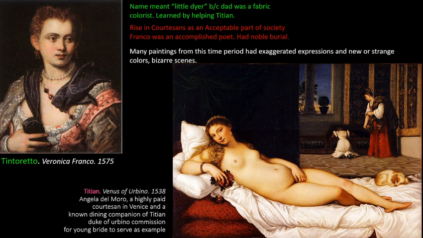He worked with his dad as a fabric colorist. So he started understanding dyes and canvas and things like that. And he understood how to mix color already. So it wasn't that huge of a step forward to become a painter. And they saw some promise in him, so they sent him to learn with Titian. So Titian painted the Venus of Urbino.